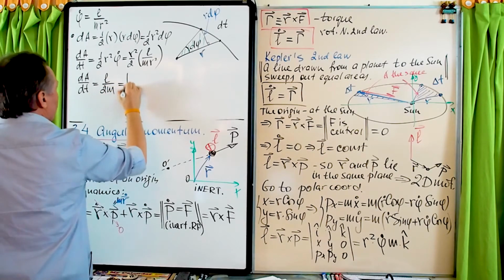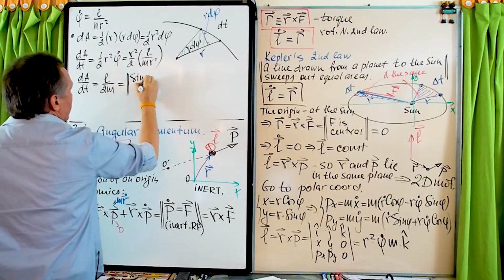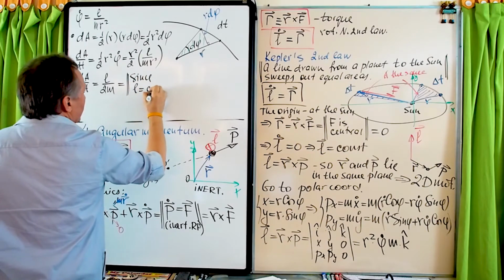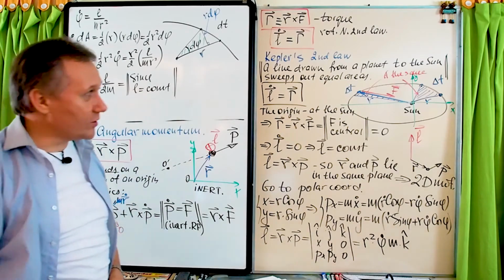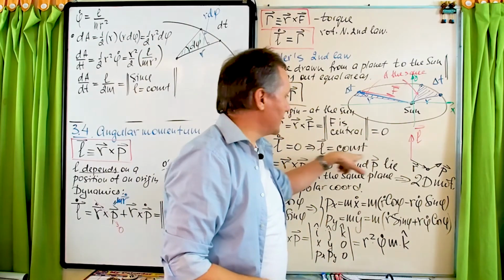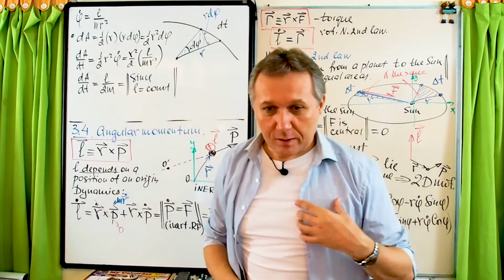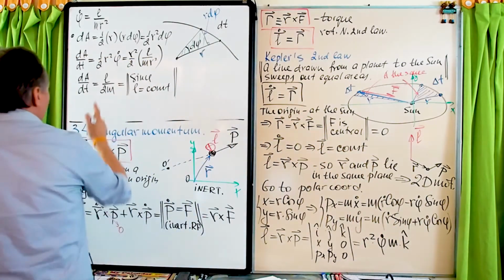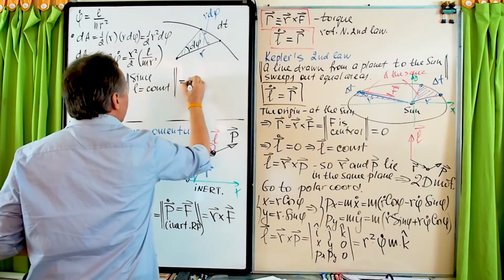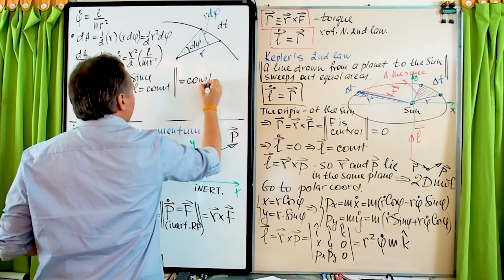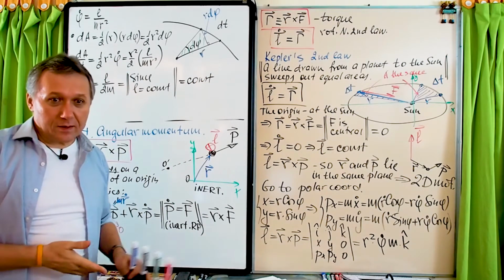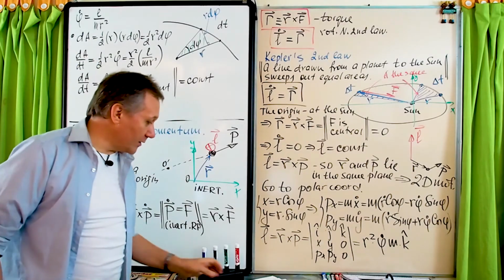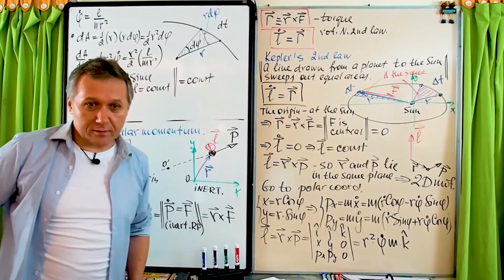And of course, since L is constant, angular momentum is constant, because we positioned the origin at this point, right? L is constant, and of course the absolute value of L is constant. So the areal velocity is constant. Yeah, so we proved that the areal velocity is constant, right?